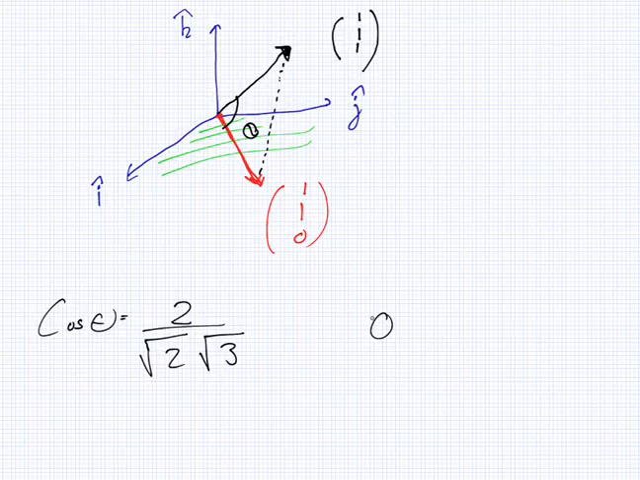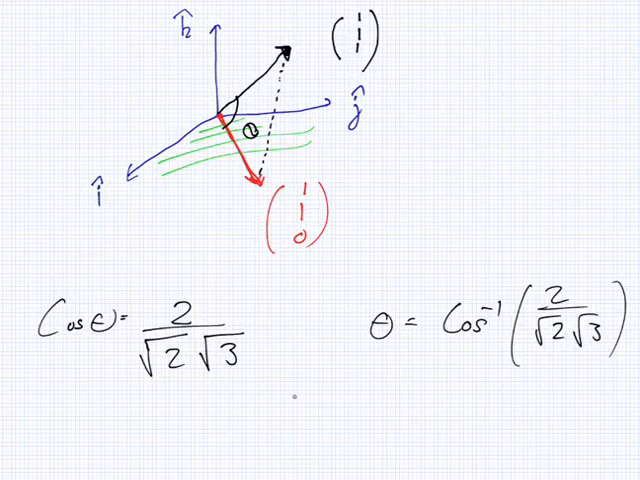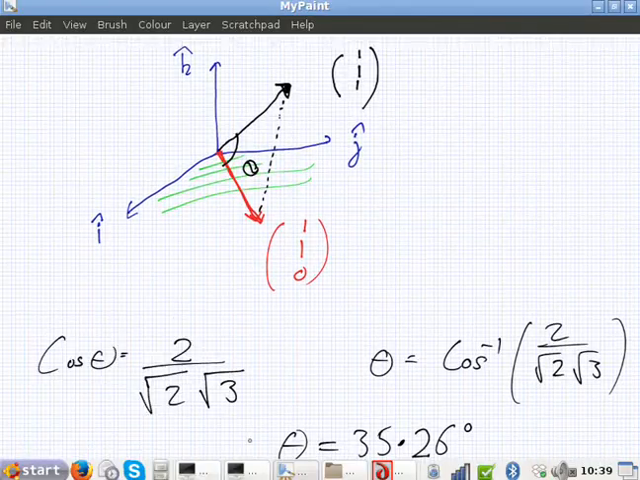So theta is the cosine inverse of 2 over root 2 root 3. So what do we get for this? 35.26. Yeah? Okay, try one or two for a couple of minutes, and while you're doing that, I'll see if I can get you super cool 3D vectors.